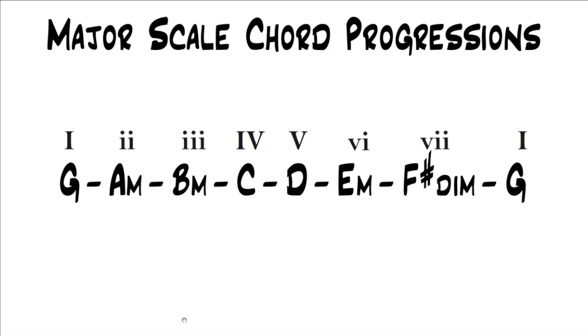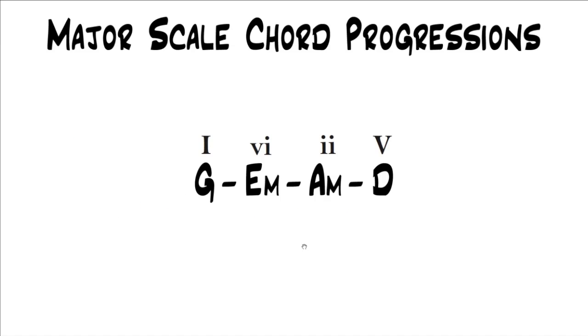Or if we were going to do that in the key of G, you would end up with G, E minor, A minor, D. So that's a 1, 6, 2, 5 in the key of G. So by knowing what these Roman numerals represent, and knowing each of the chords in the harmonized major scale, all you have to hear once you have that knowledge is the number and the key, and you'd be able to know what chord you were going to play.